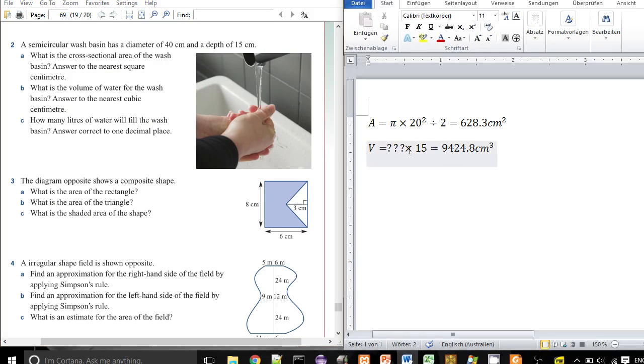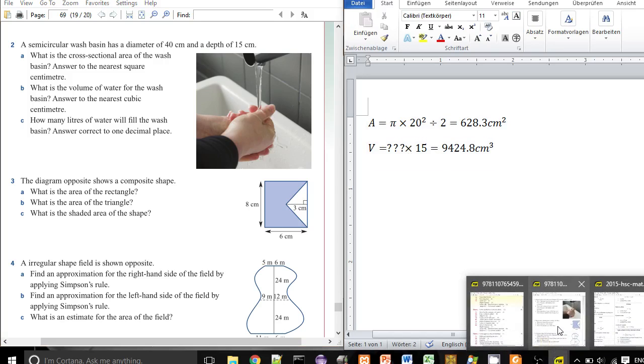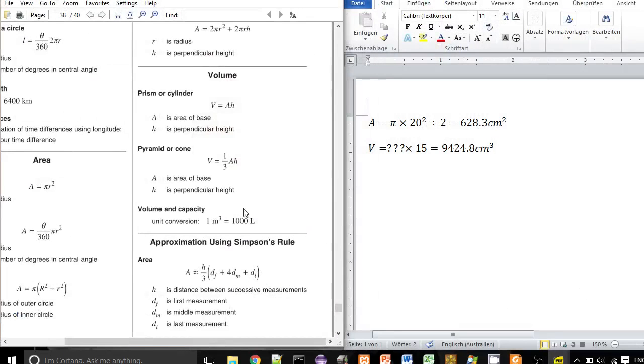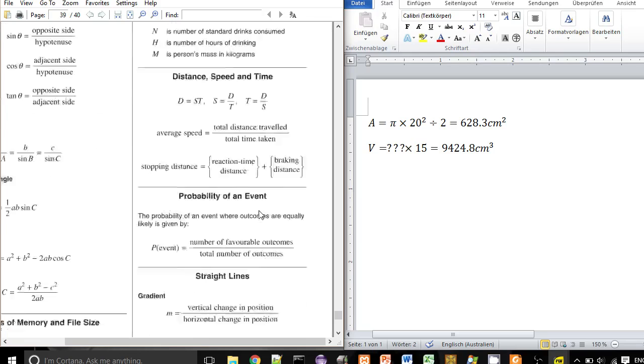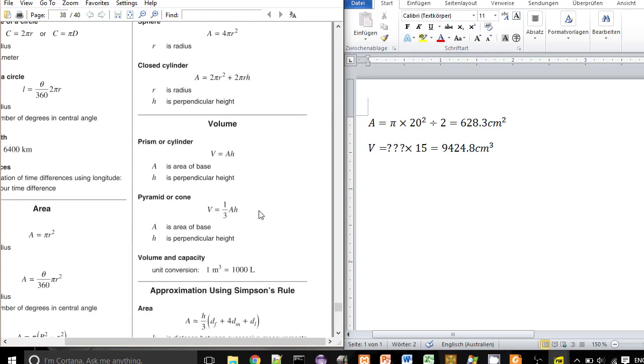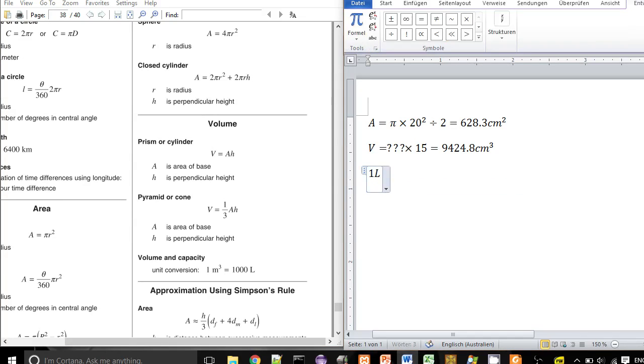A liter is just 1,000 cubic centimeters. Alright, let's see if that's in your formula sheet. Okay, so 1 meter cubed is 1,000 liters. Is that all it tells you? Okay, a good one to know is that 1 liter is 1,000 cubic centimeters. And so relating to that, 1 milliliter is 1 centimeter cubed. Okay, those are good to know as well.